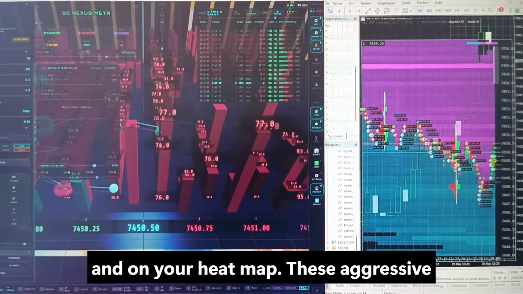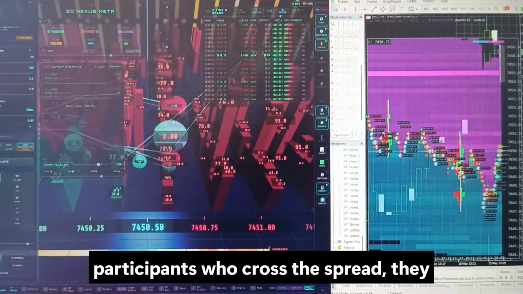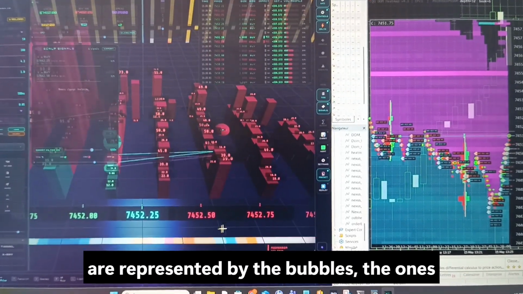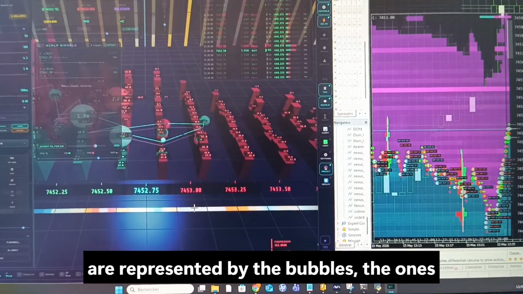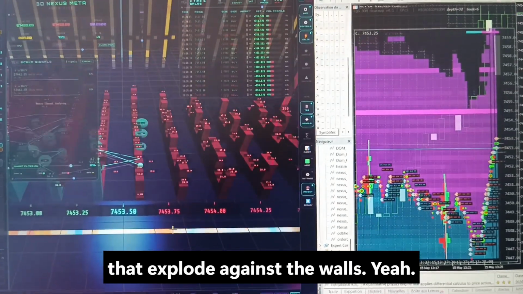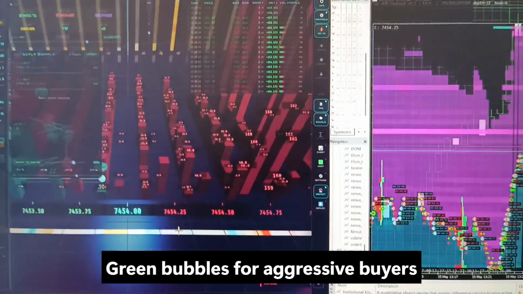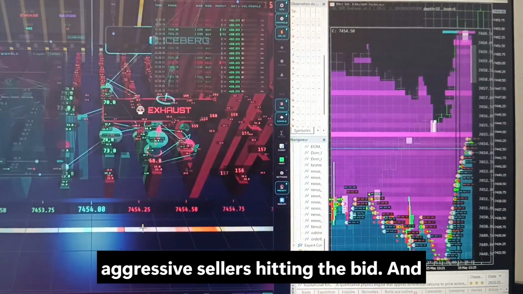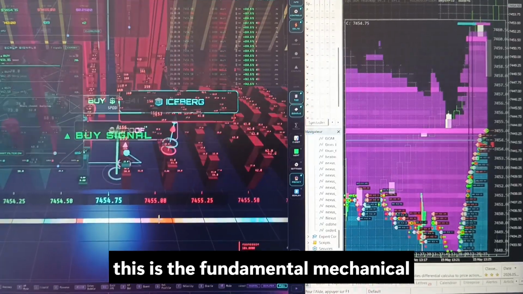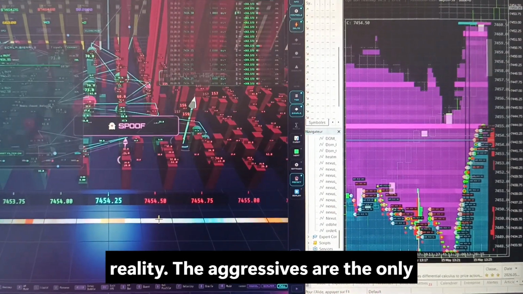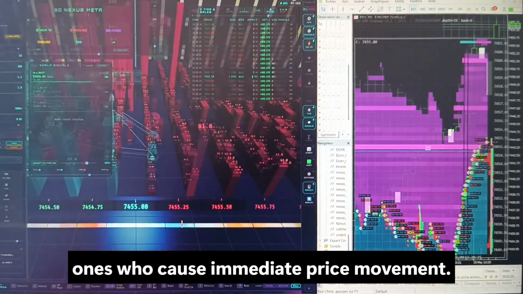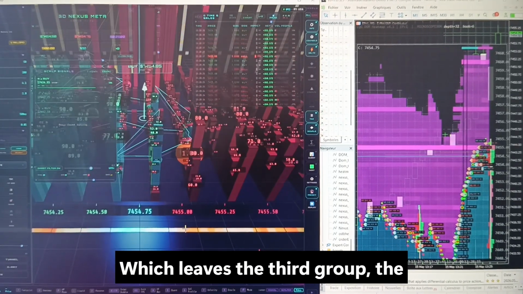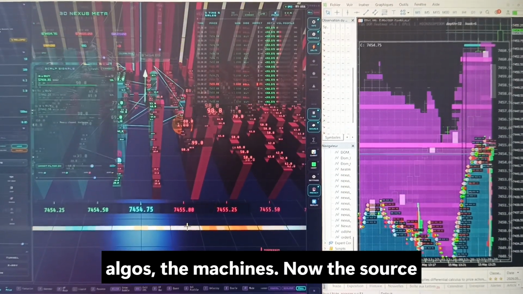Precisely. And on your heat map, these aggressive participants who cross the spread, they are represented by the bubbles. The ones that explode against the walls. Yeah. Green bubbles for aggressive buyers hitting the ask. Red bubbles for aggressive sellers hitting the bid. And this is the fundamental mechanical reality. The aggressives are the only ones who cause immediate price movement. Which leaves the third group, the algos, the machines.